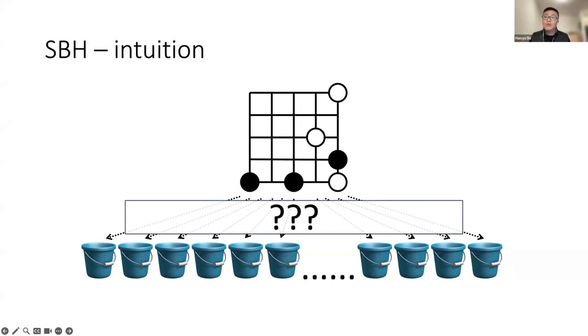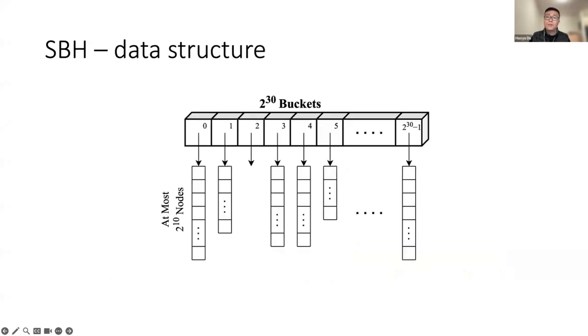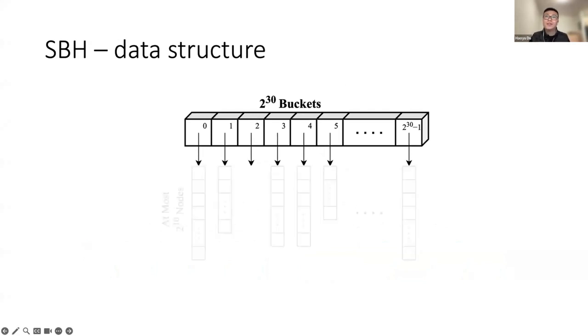You don't want to store everything into the same bucket because that will explode one bucket and that will hurt the performance. I'll come back to this question later. Into which bucket do we store a game position? On this slide, I show the data structure for sorted bucket hash. I'll explain it piece by piece.